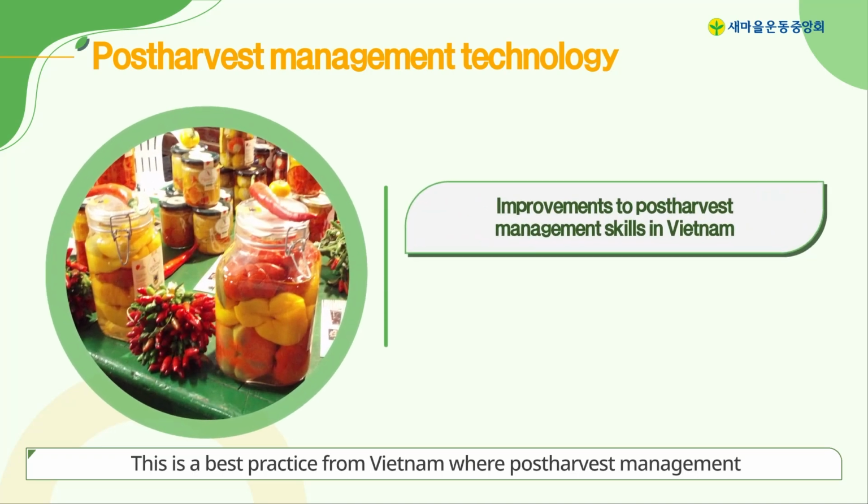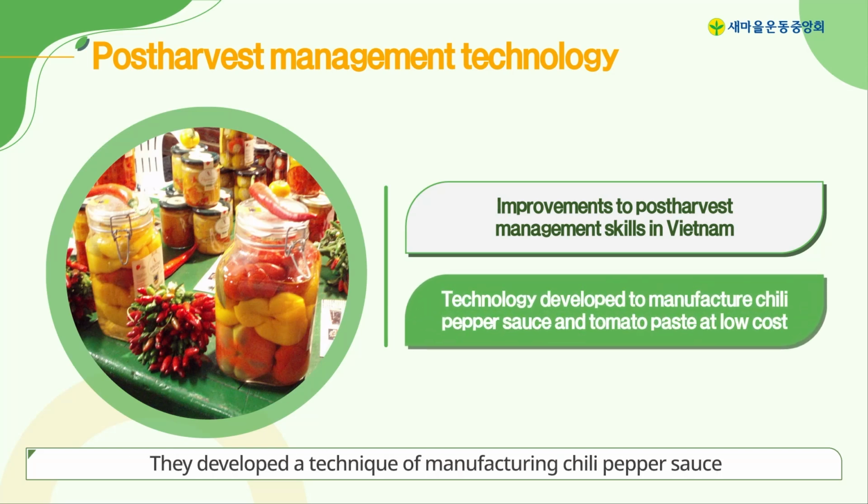This is a best practice from Vietnam, where post-harvest management techniques have been improved. They developed a technique of manufacturing chili pepper sauce and tomato paste at low costs. With this technique, they have been able to harvest more vegetables, created consistent household incomes, and enabled year-round consumption of vegetables. This is an example of improving storage techniques by drying peppers or tomatoes, or making pastes or pickles out of them.